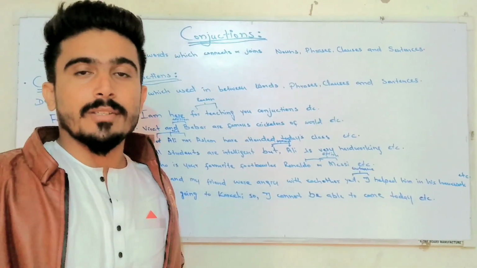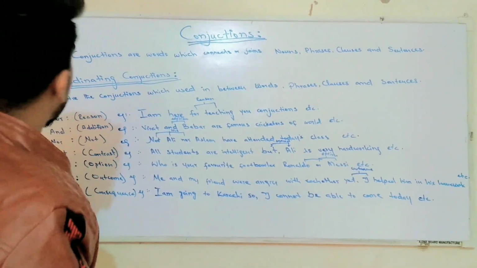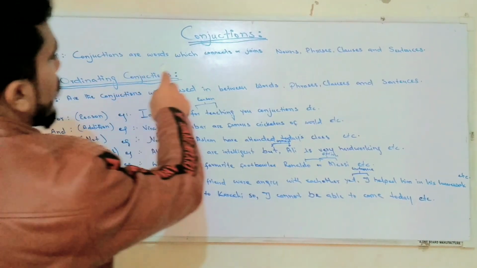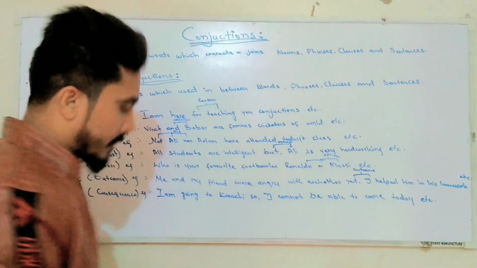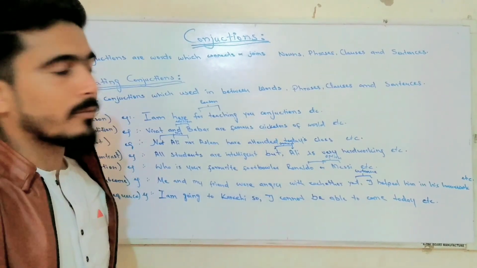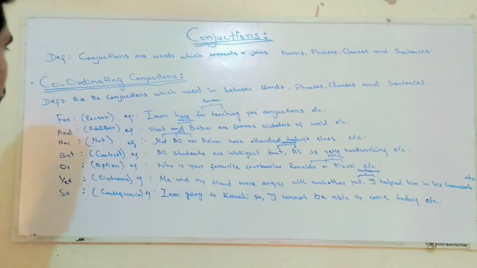So I am here to teach you the conjunctions. Let's start with the definition first. Conjunctions are words which connect or join nouns, phrases, clauses and sentences. Okay. So our main focus will be on one of this type, coordinating conjunctions.